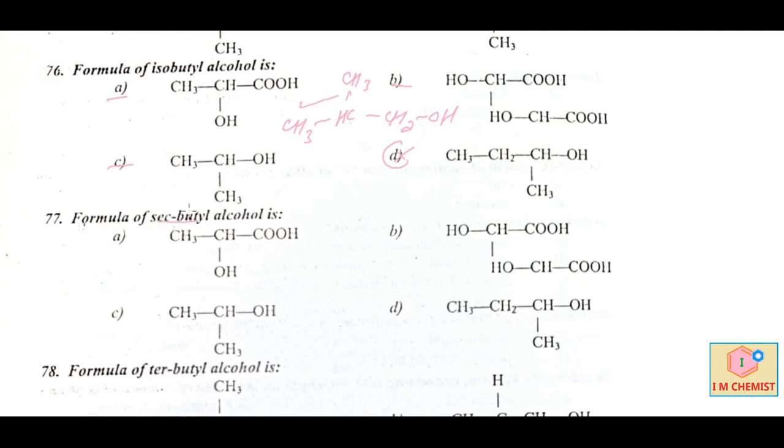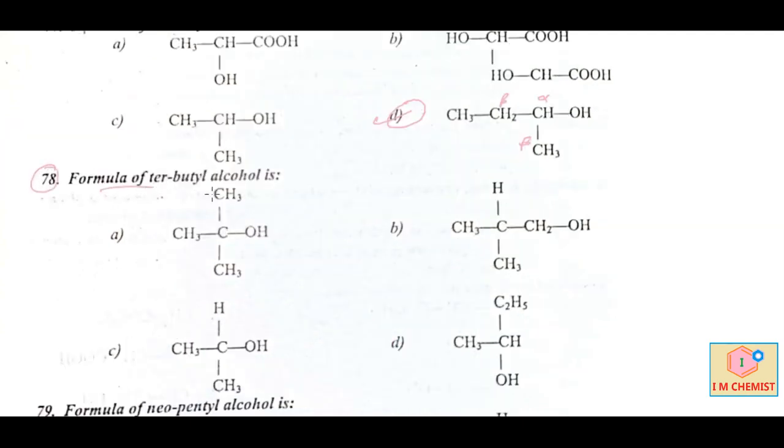Secondary butyl alcohol. So in case of secondary butyl, you need to have a secondary carbon. This is alpha carbon that is further attached with 2 beta carbon. Hence, this would be the secondary butyl alcohol. MCQ number 78, formula for tertiary butyl alcohol. So in case of tertiary butyl, this is alpha carbon atom, this is further attached with 3 beta carbon atoms, hence it is tertiary in nature. So this alcohol would be tertiary alcohol, hence it is tertiary butyl alcohol.